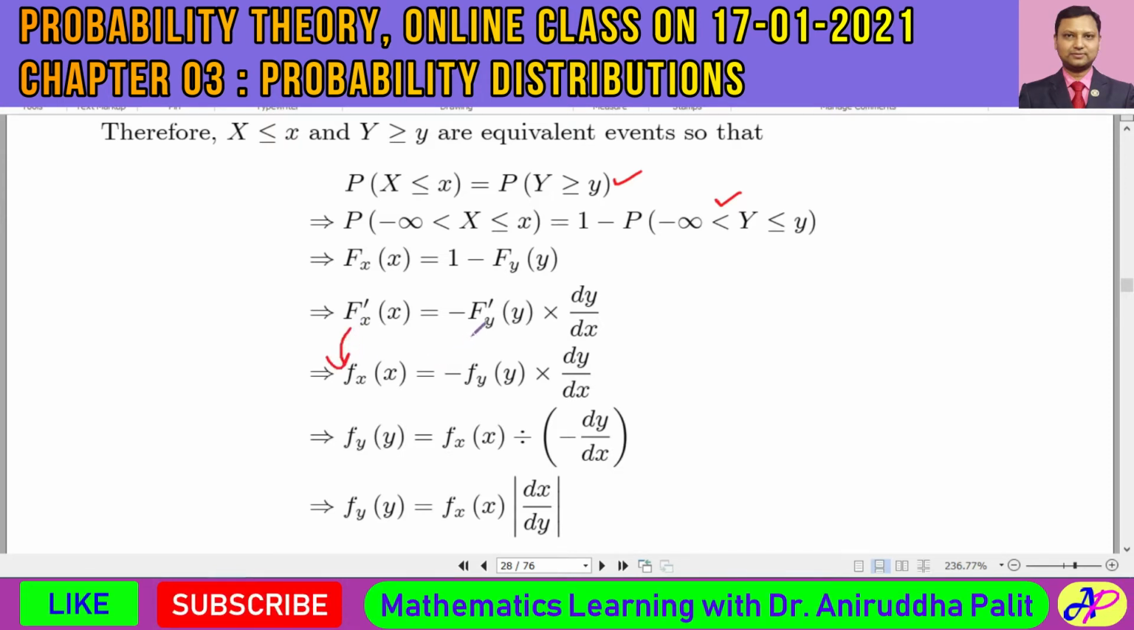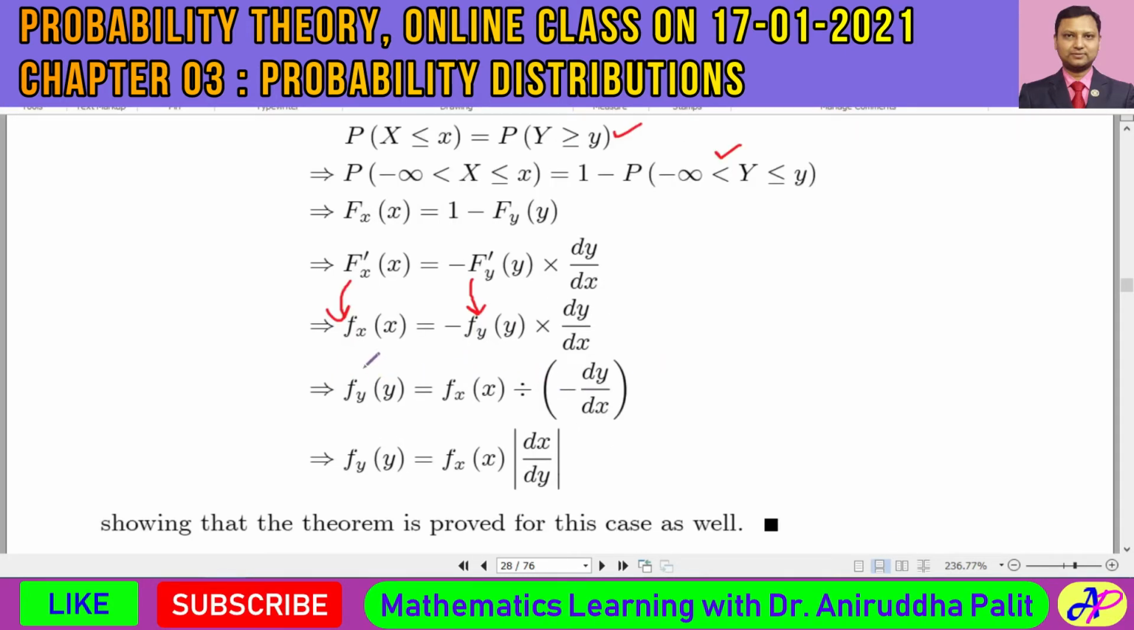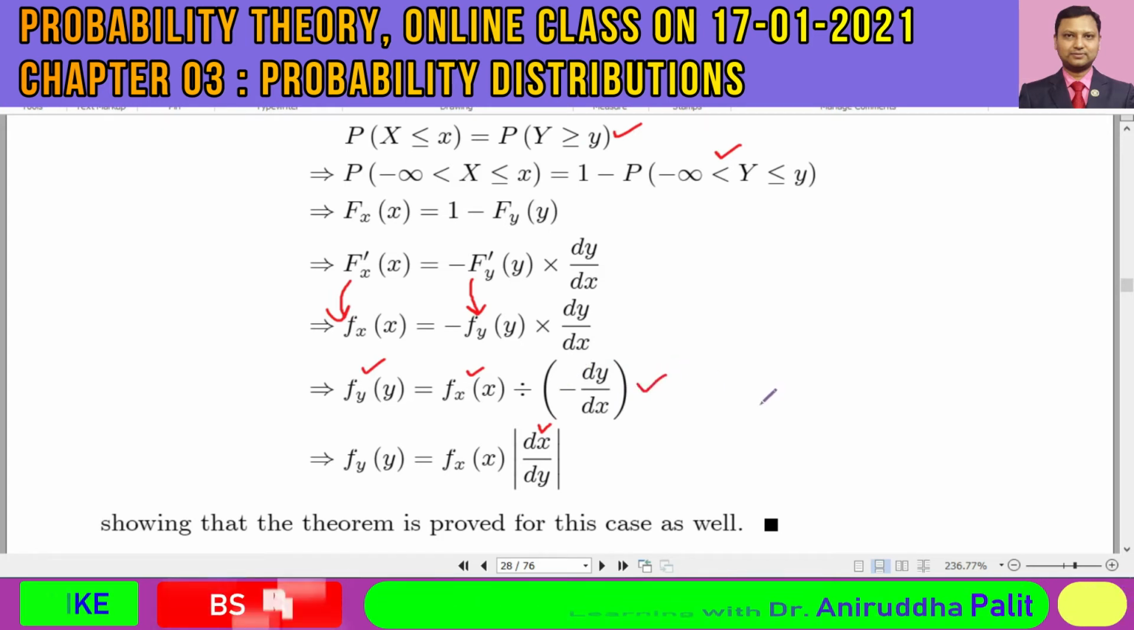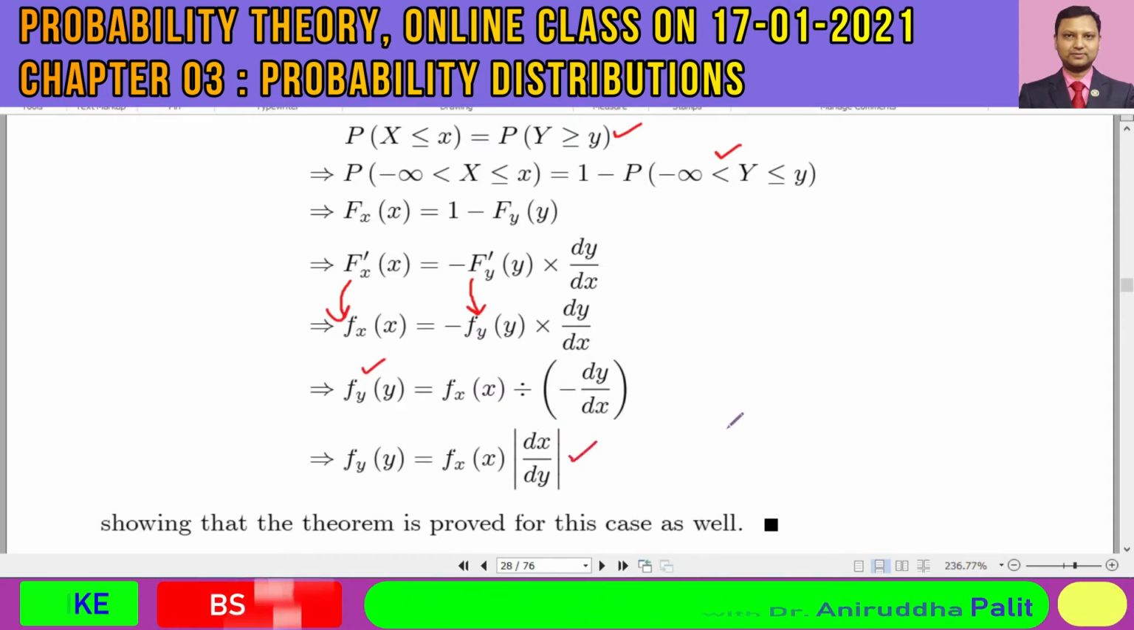This is the density function of x, and this would be the density function of y, and therefore this density function f_Y(y) can be written as f_X(x) divided by dy/dx, and this dy/dx can be written as dx/dy. In order to suppress this negative symbol, because dy/dx itself is a negative quantity, altogether the total expression within the bracket becomes a positive quantity, and that can be written as the modulus of dx/dy.